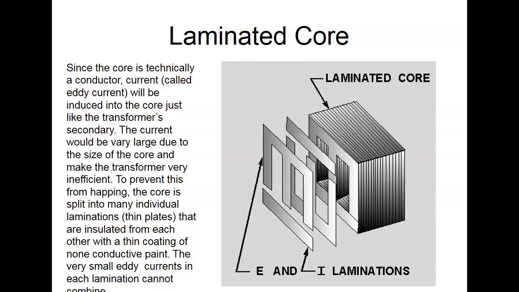So the laminations are used to concentrate a magnetic field and not be a conductor, right? Does that make sense?